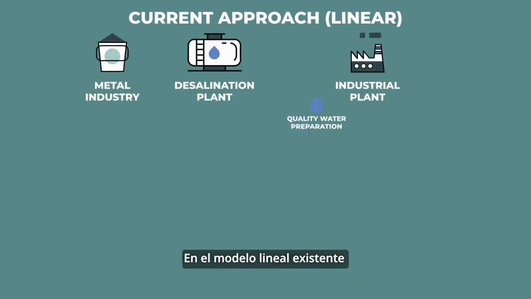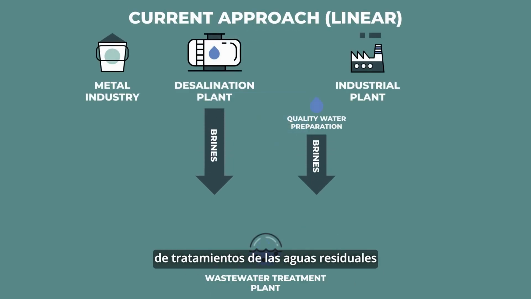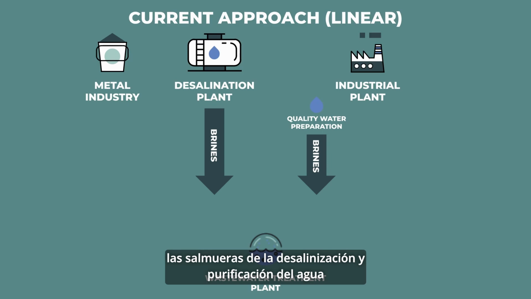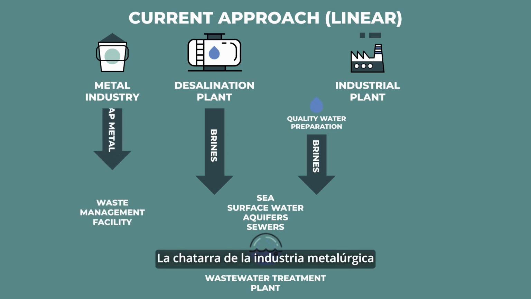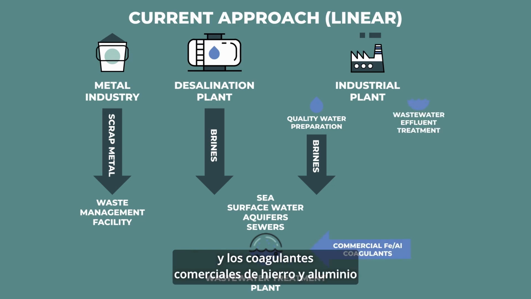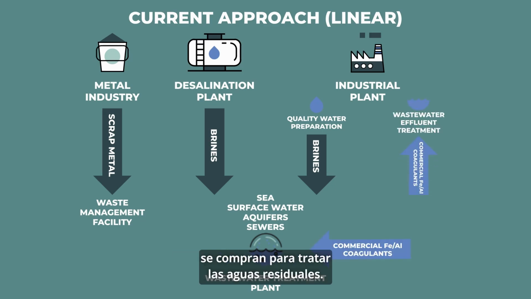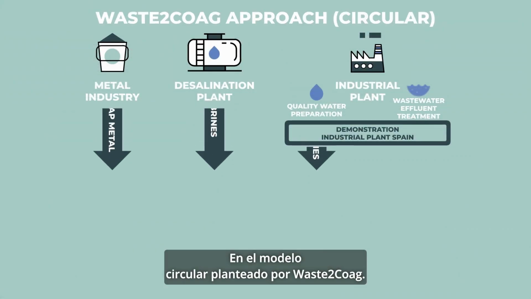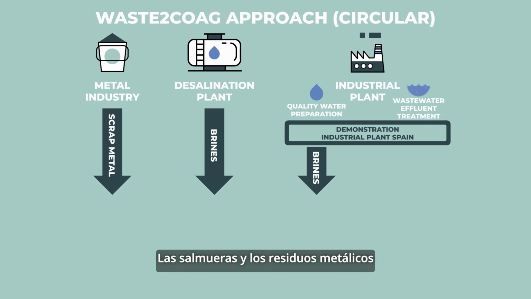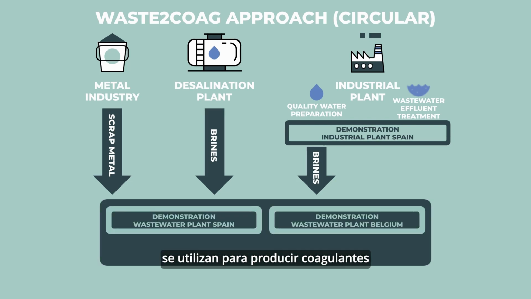In the existing linear model of wastewater treatment, brines from desalination and water treatment are pumped into the sea, surface water, aquifers, and sewers, causing damage to the soil and marine ecosystems. Scrap metal from the metal industry is disposed of without being reused, and commercial iron and aluminium coagulants are purchased to treat wastewater.